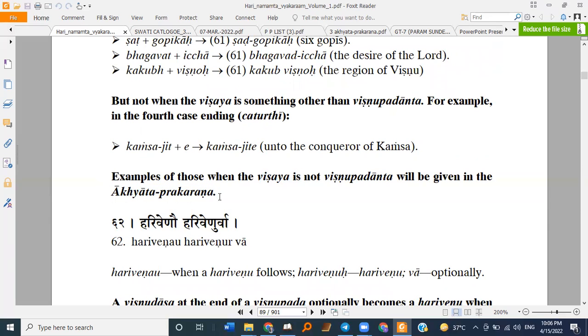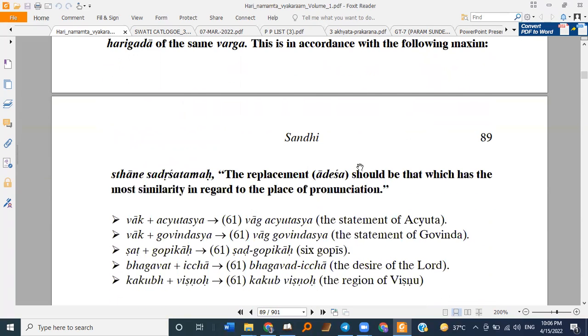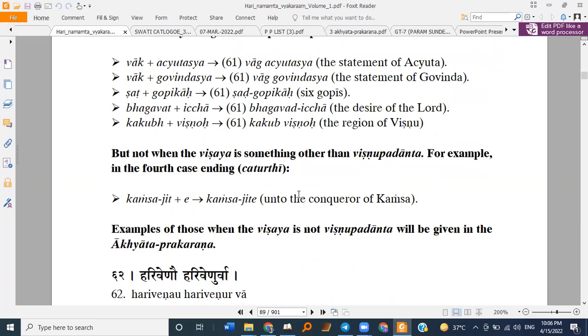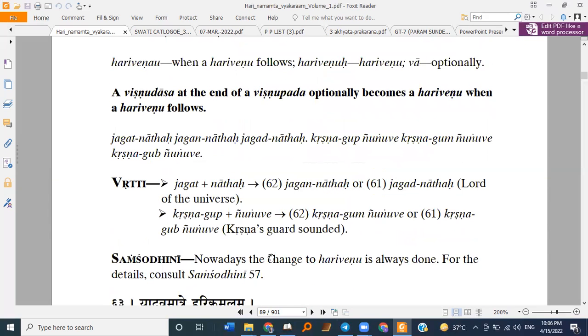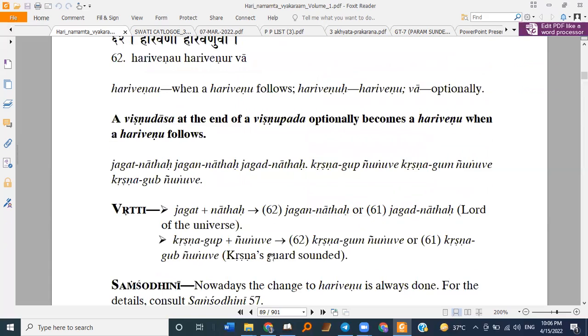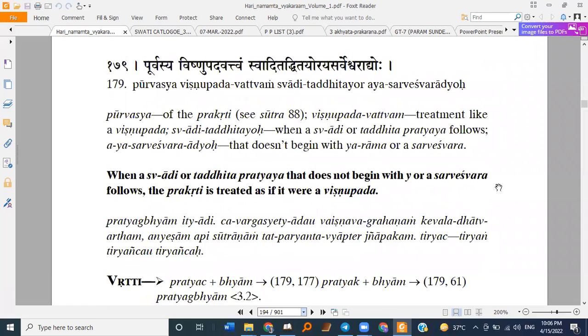So, could you scroll in Sanskrit and show what exactly is written there for this one? Udharanantaram Agre. Jiva Goswami doesn't say Akhyata, but Agre. Agre, right? So that means it could be Nama Prakarana. Yeah, that's why the translation says Akhyata Prakarana. Agre means ahead. Probably it is coming from the commentary, I guess. Okay, so both the options seem to be applicable.